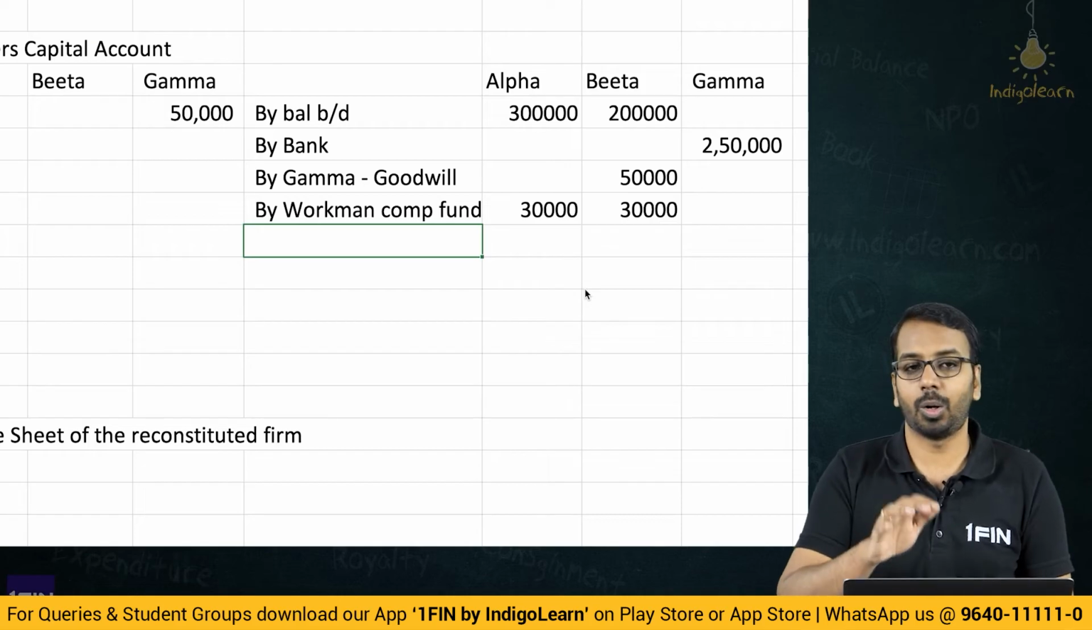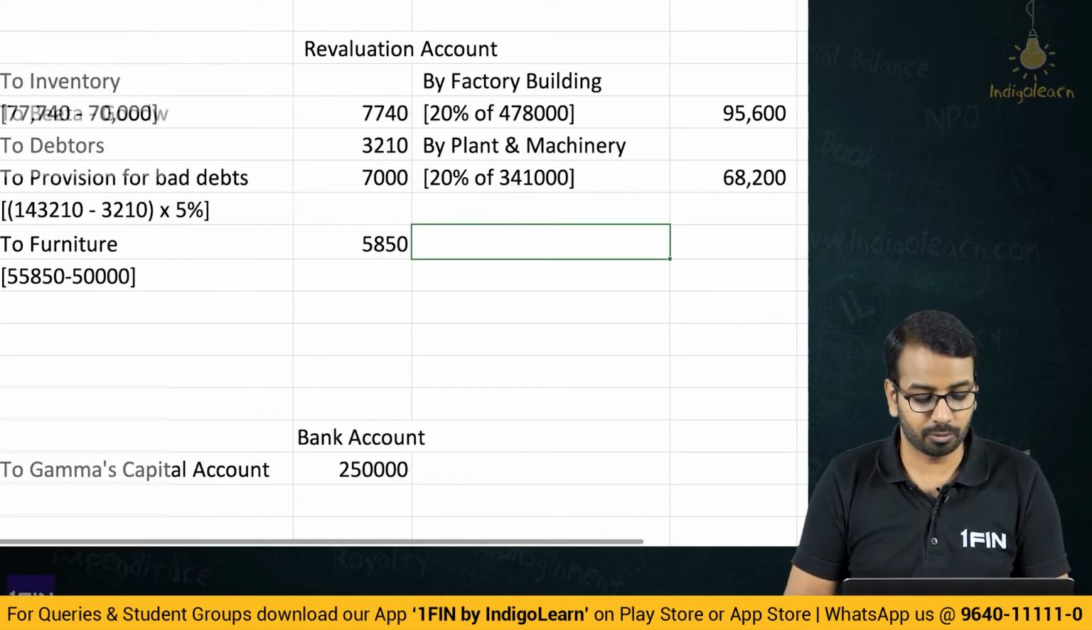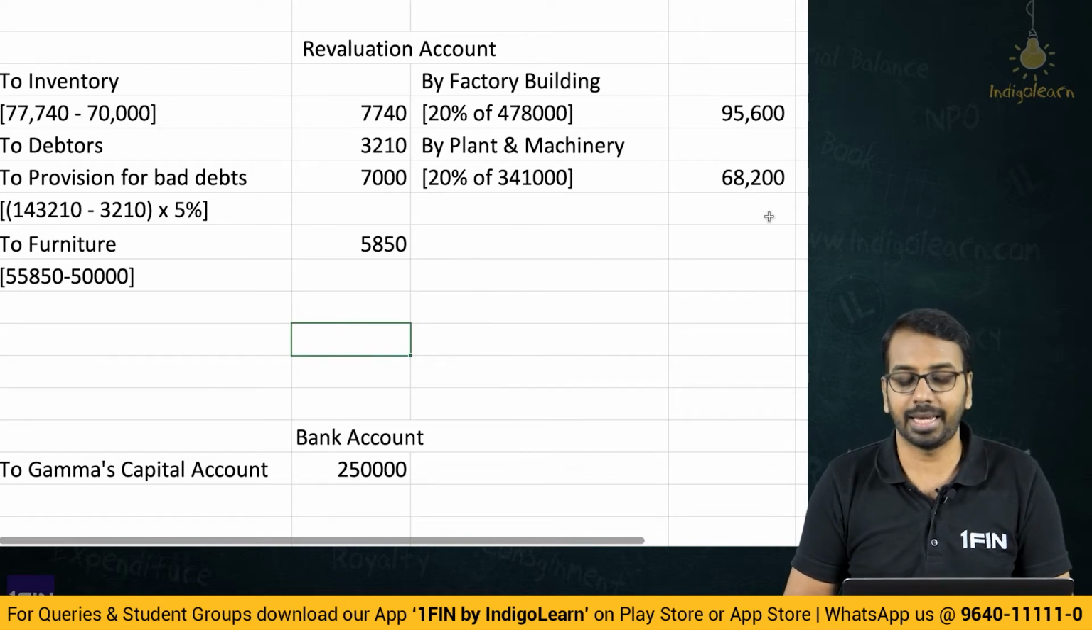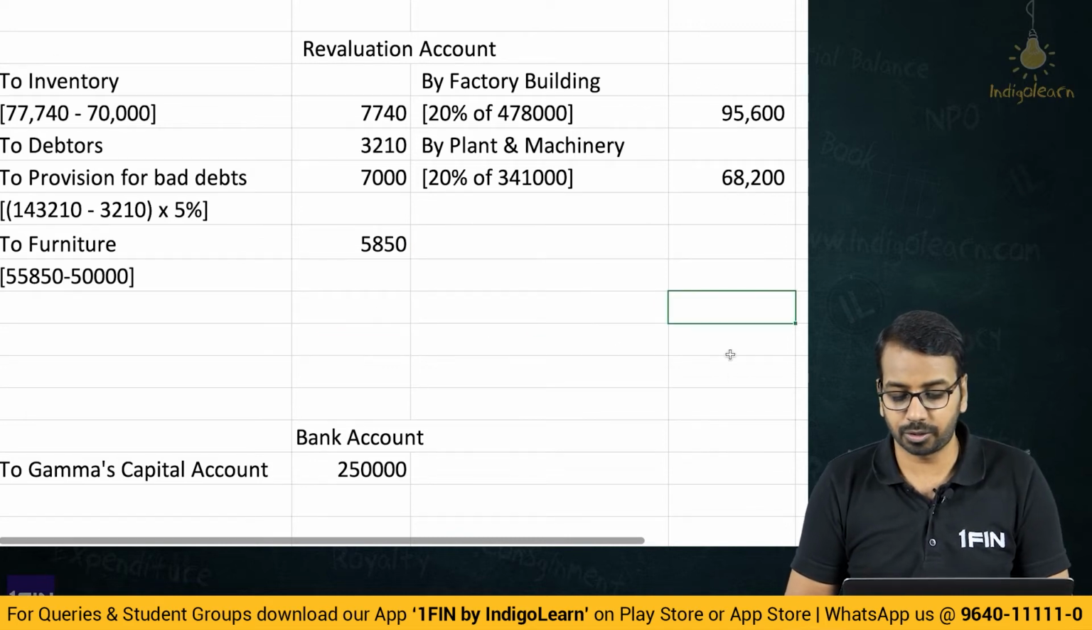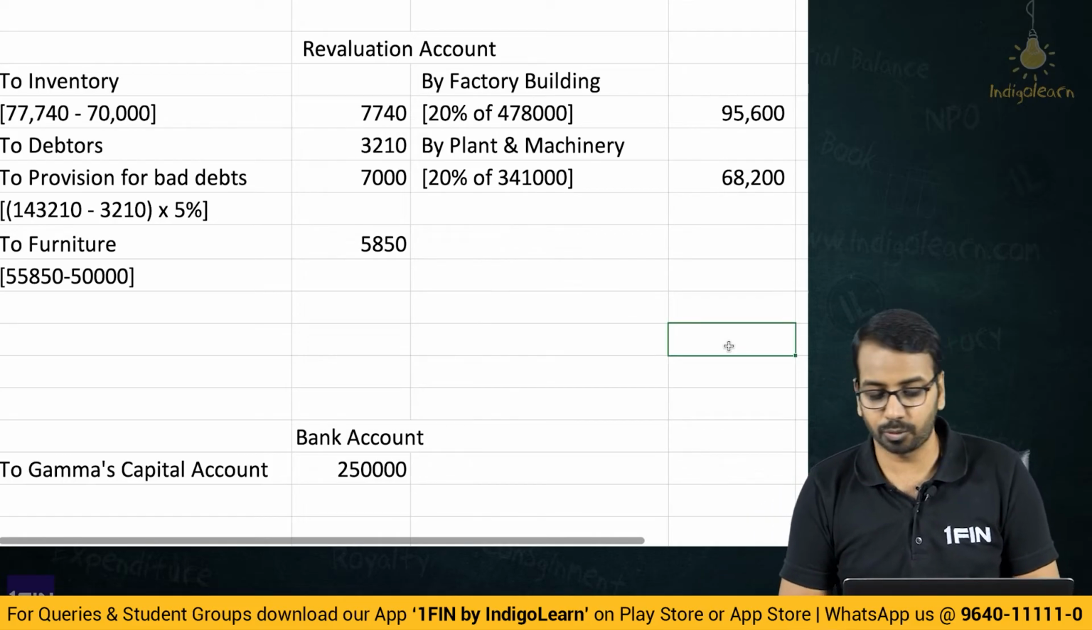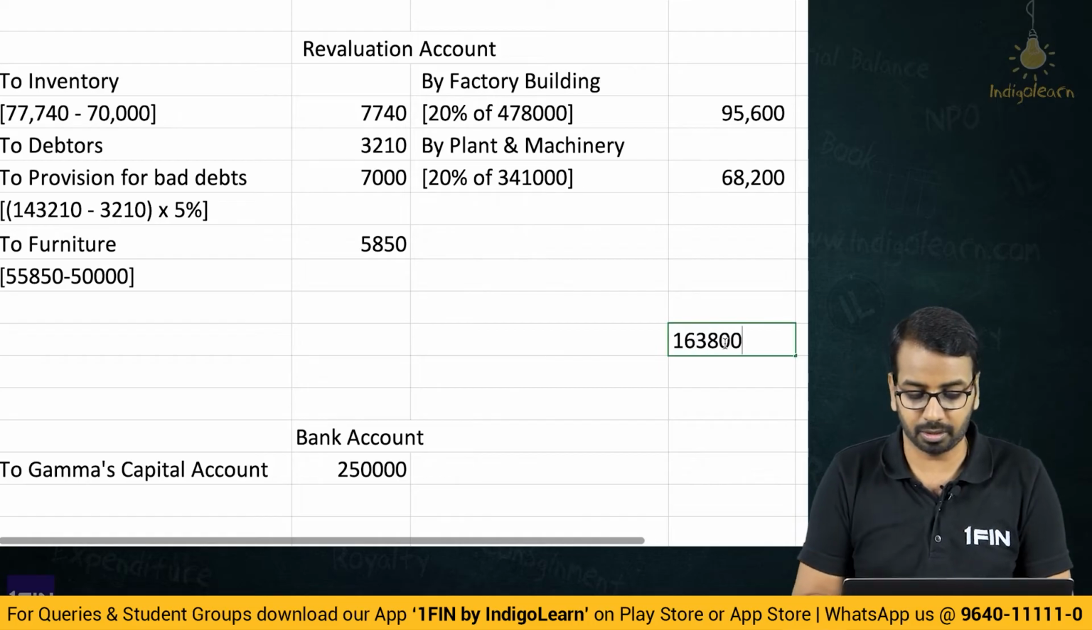Now having posted all the entries, let us go to the revaluation account and see what is the profit or loss. So profit side is higher, so there is definitely a profit. So let us do the totaling. 95,600 plus 68,200, it is 1,63,800, and the same number we can write down on the total side this side.